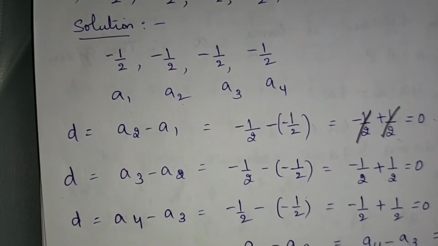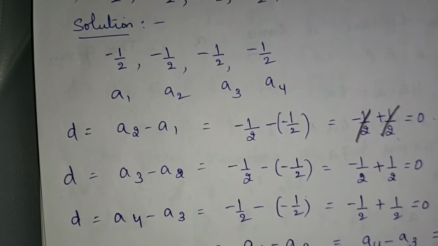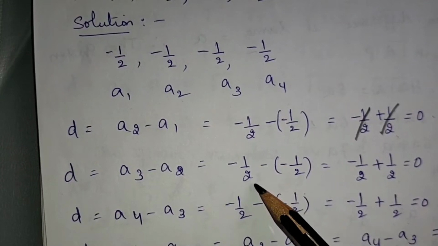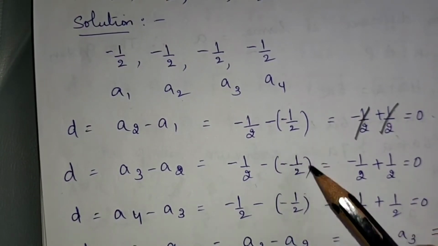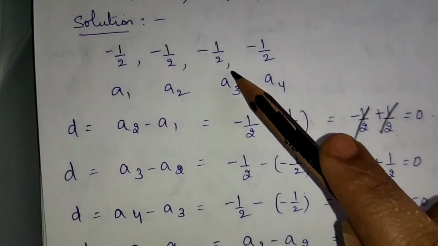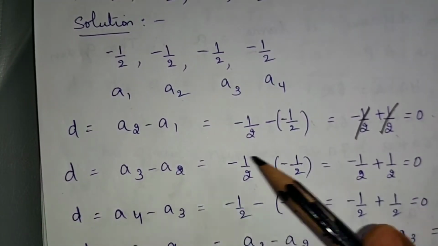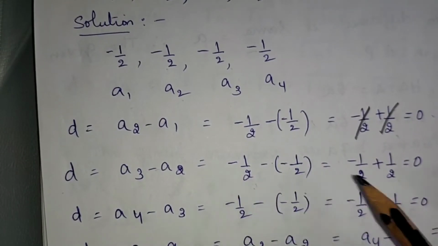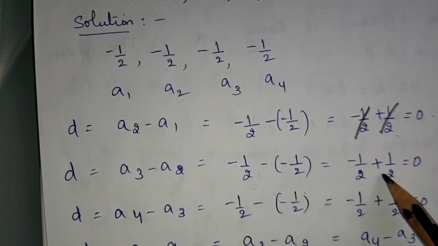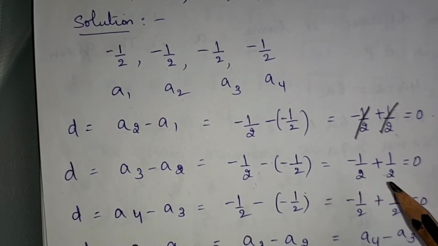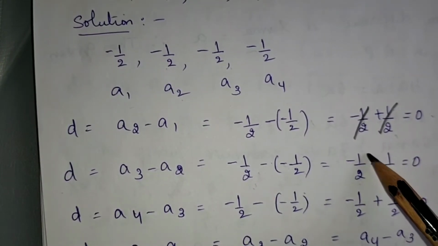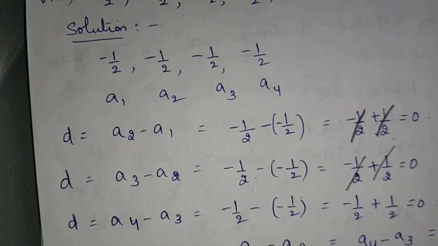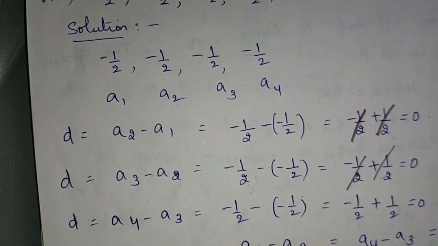Then find two more common differences, that is A3 minus A2. Here the third term is minus 1 by 2 minus the second term, which is also minus 1 by 2. Here minus 1 by 2 as it is, minus into minus is plus. Again you get plus 1 by 2 and minus 1 by 2, which will get cancelled, and you are left with 0. Next, continue.